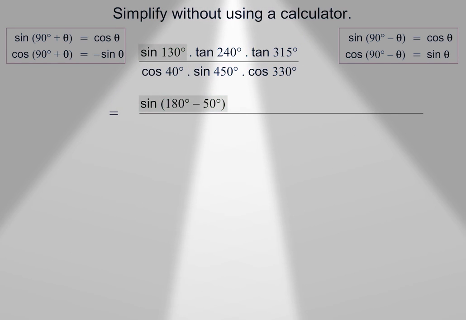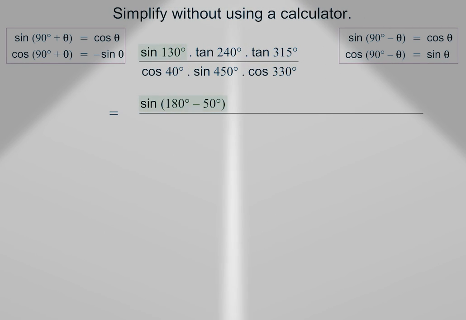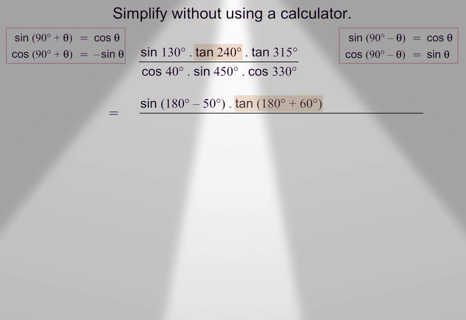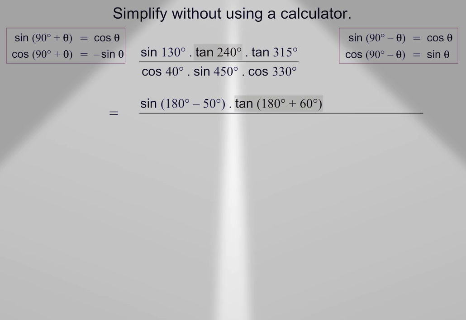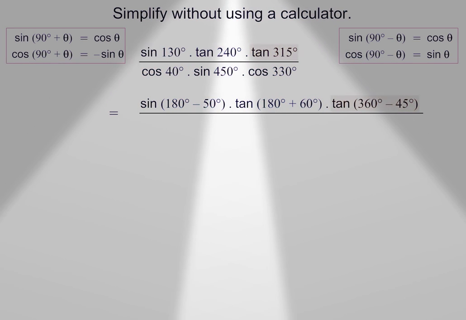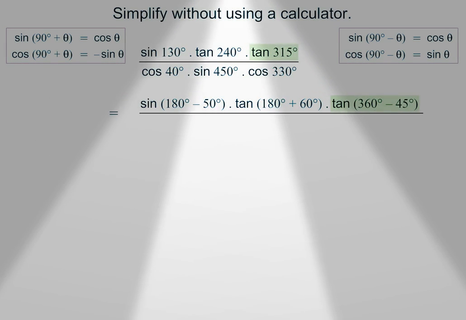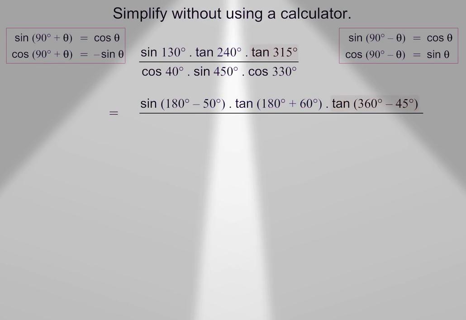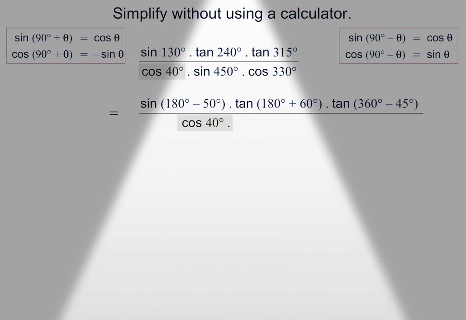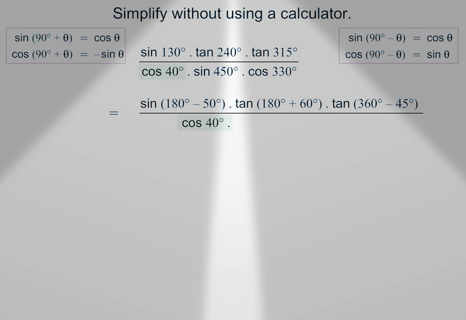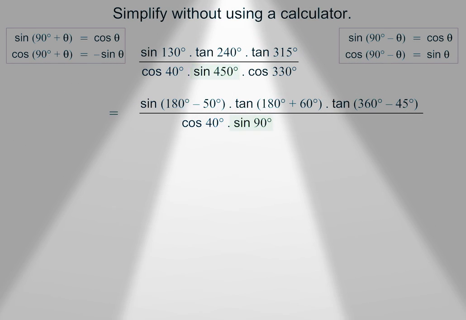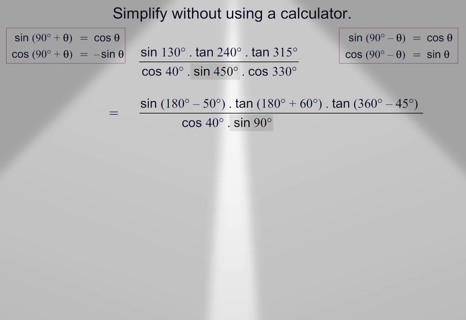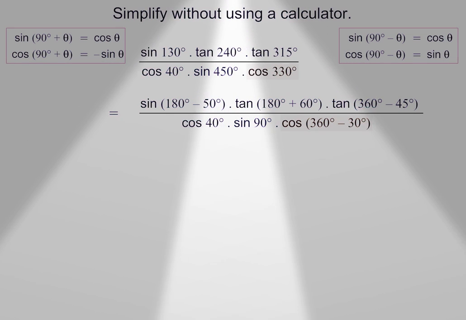130 degrees can be rewritten as 180 minus 50 degrees. 240 degrees can be rewritten as 180 plus 60 degrees. 315 degrees can be rewritten as 360 minus 45 degrees. Cos 40 degrees does not need to be reduced because it is already an acute angle. If we subtract 360 degrees from 450 degrees, we get 90 degrees. And 330 degrees can be rewritten as 360 minus 30 degrees.